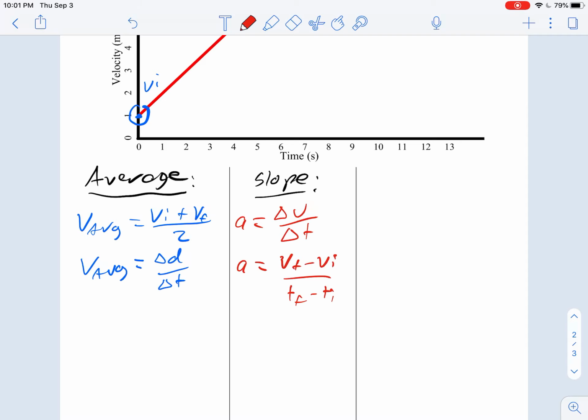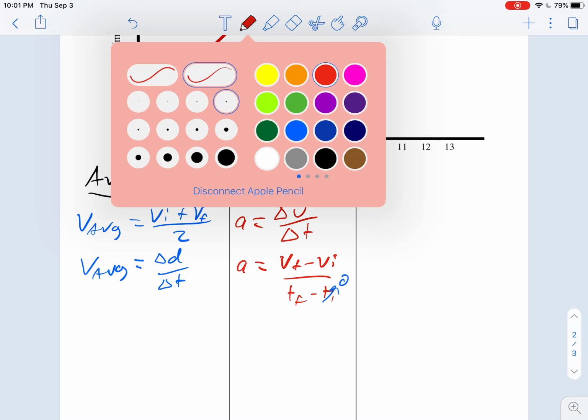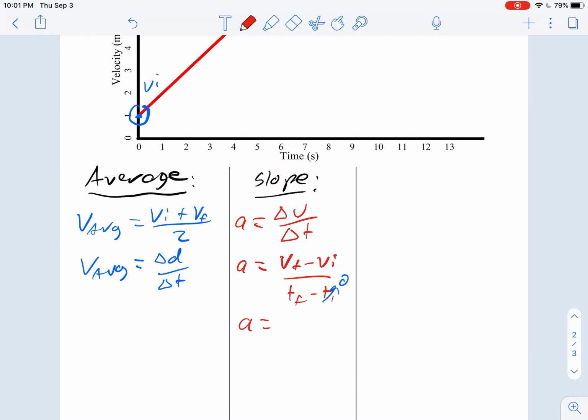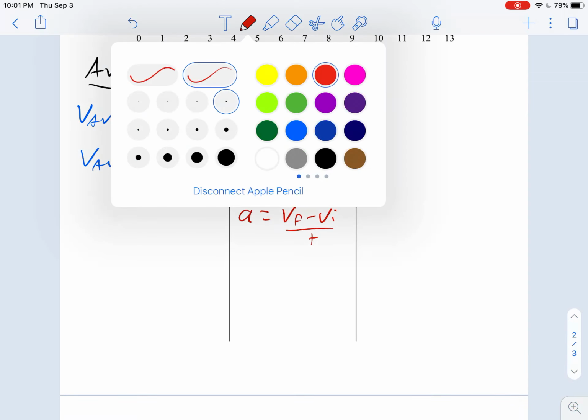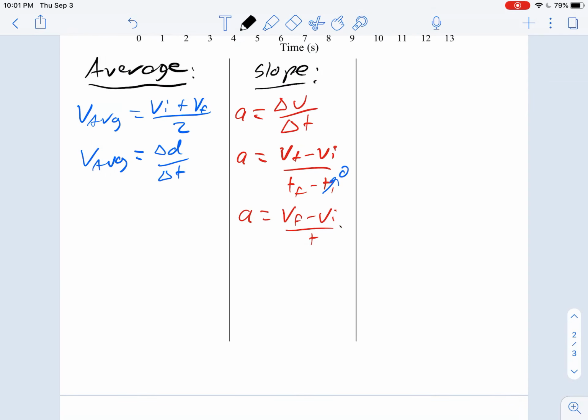Here we can't factor out the initial velocity because it's non-zero, but the initial time is. Just to simplify and eliminate a couple of subscripts, we're going to write this as acceleration is equal to V final minus V initial divided by time. Same little algebraic trick: we multiply by time on both sides of the equation to factor it out from the denominator.